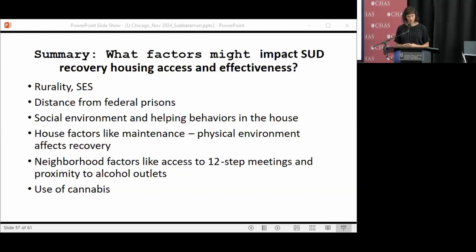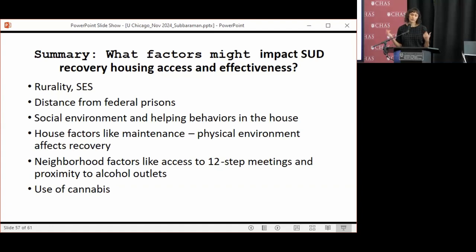We saw support for the social model in recovery residences, specifically sober living houses. We saw that a strong social environment does influence helping behaviors, recovery-focused helping, and that this does seem to be related to more interpersonal benefits and feelings of peer support from others in the house. In our multi-level study, we found that house factors like maintenance, the physical environment of the house, impact people's recovery. I'm not so surprised about that, but I think it's a really cool result to think about how our physical environment does affect the way we feel.